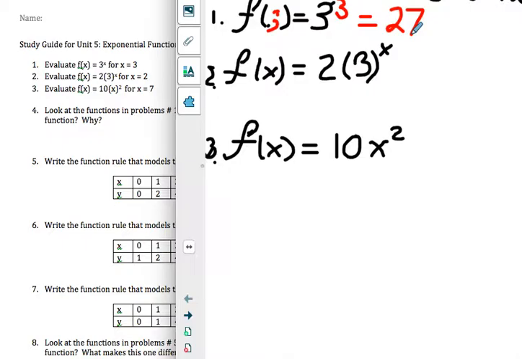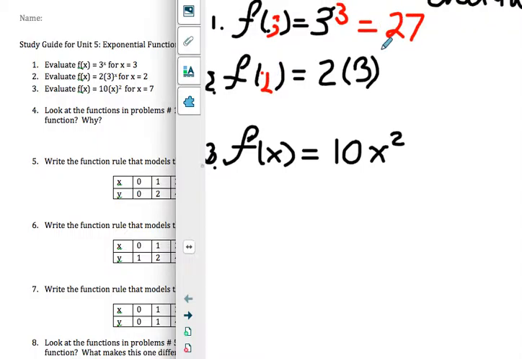Now for question number 2, it wants us to replace x with 2. So we're going to replace x with the number 2. So let's get rid of the x's, this x right here, and this x, and we're going to replace both of those with the number 2. So in this case, we're going to say f of 2 is equal to 2 times x to the second power.